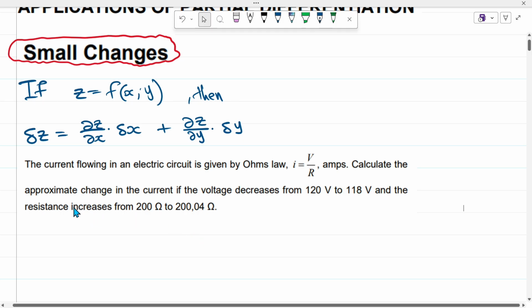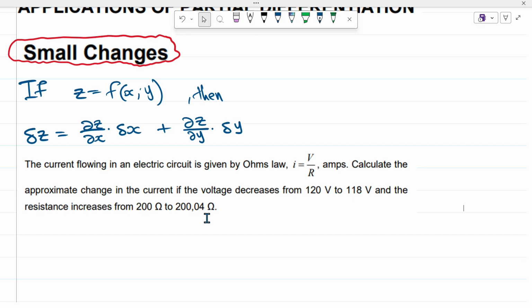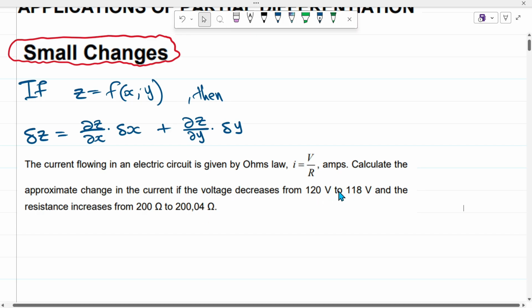You can see that they're saying resistance increases from 200 to 200.04. So your resistance increased by 0.04 from 200 to 200.04. That means your small change in R is 0.04, and then they say the voltage decreased from 120 to 118 volts. So that means your small change in V is -2 volts, right? So yeah, let's start.